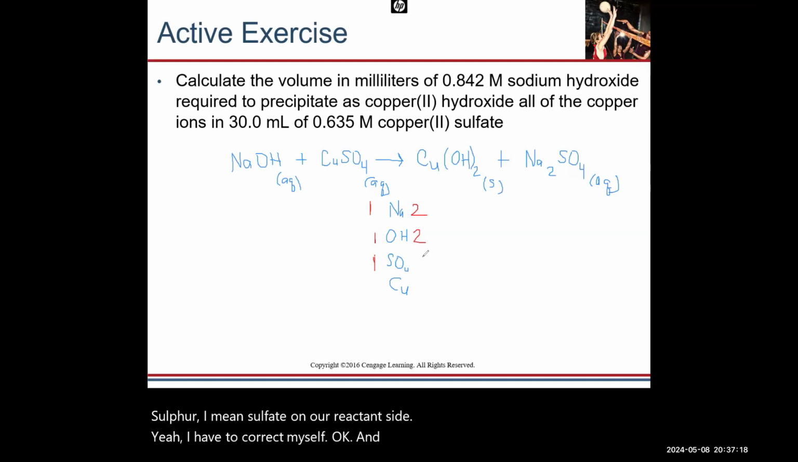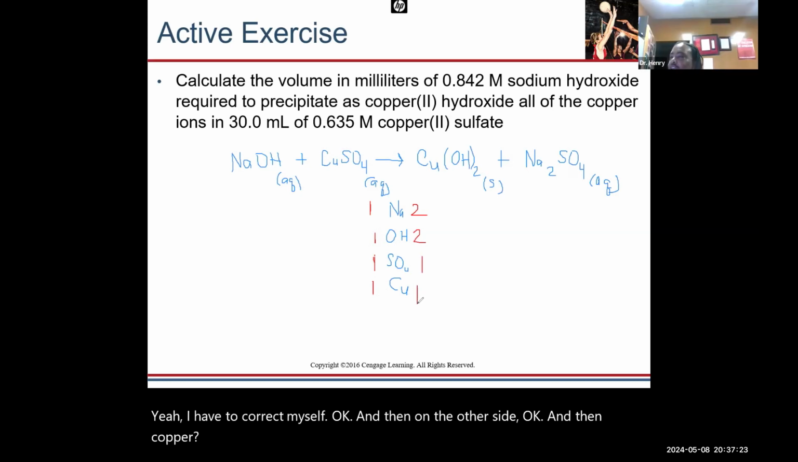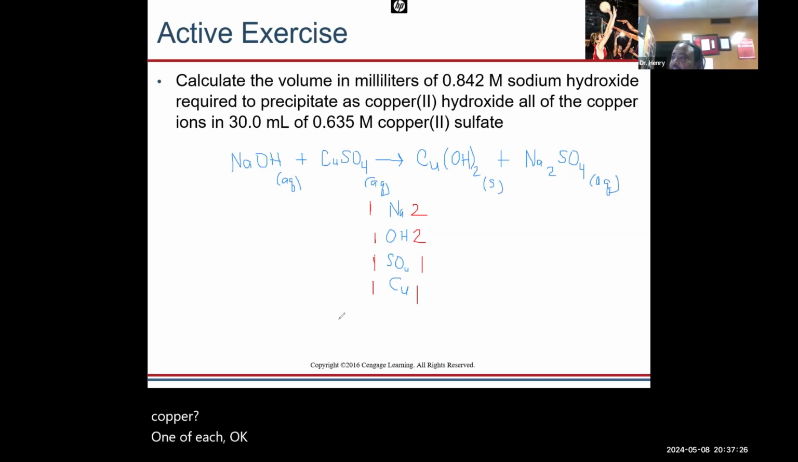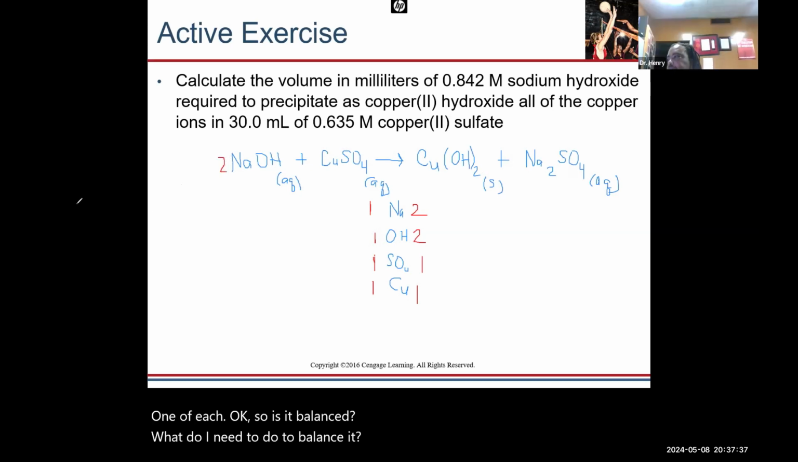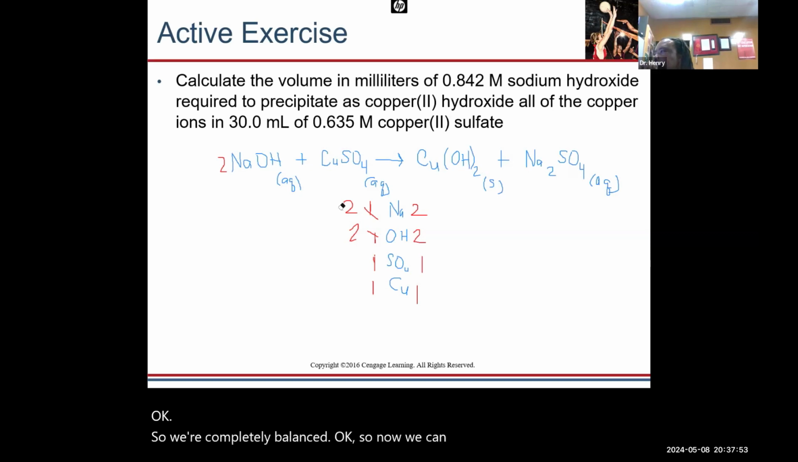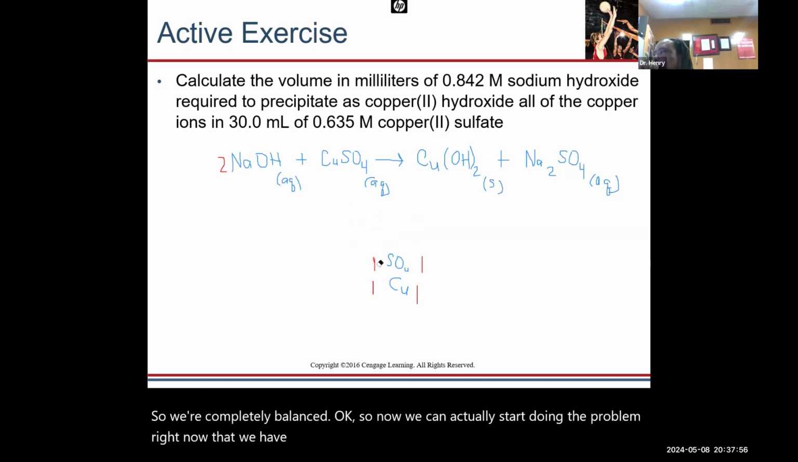And then on the other side, one. And then copper, one on each. One of each. Okay. So is it balanced? No. What do I need to do to balance it? We've got to multiply the two. We've got to put a two in front of the NaOH, and then it should be balanced. So we're completely balanced. Okay, so now we can actually start doing the problem, now that we have a balanced chemical equation.